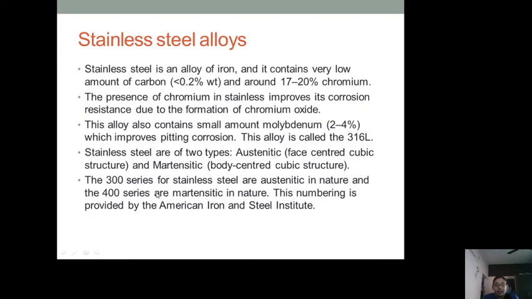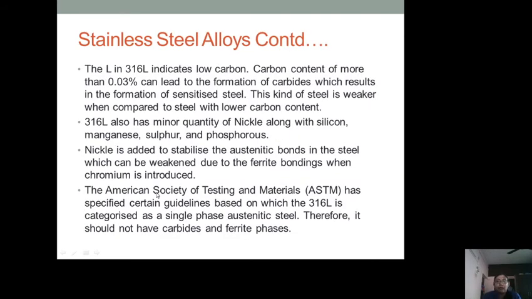The AISI, that is the American Iron and Steel Institute, has given certain series names for stainless steels that are austenitic in nature and that are martensitic in nature. Any name that starts with 300, the 300 series, is austenitic, and any stainless steel name that starts with the 400 series is martensitic. Right? So 316L is in the 300 series, and that's why it is austenitic stainless steel. Now the L in 316L indicates low carbon.